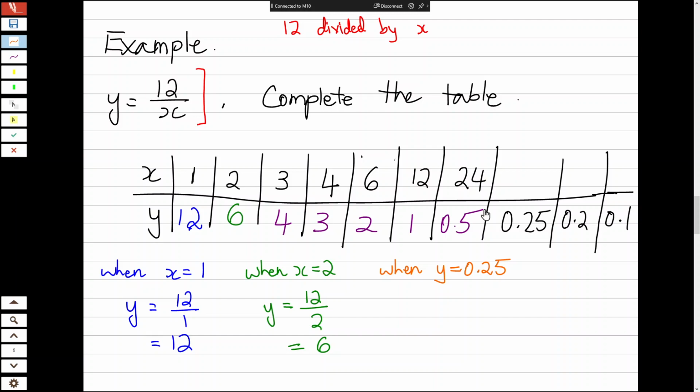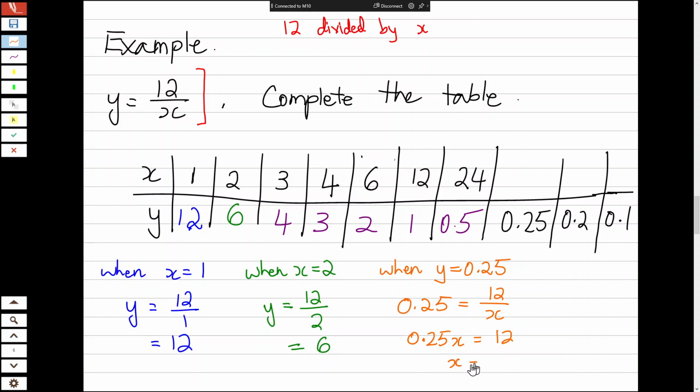So this time I'm going to set up an equation involving x. Okay, I know y. It's 0.25. 0.25 equals 12 divided by x. 12 times 0.25 equals x. No, not quite. Multiply both sides by x. That gives you 12.